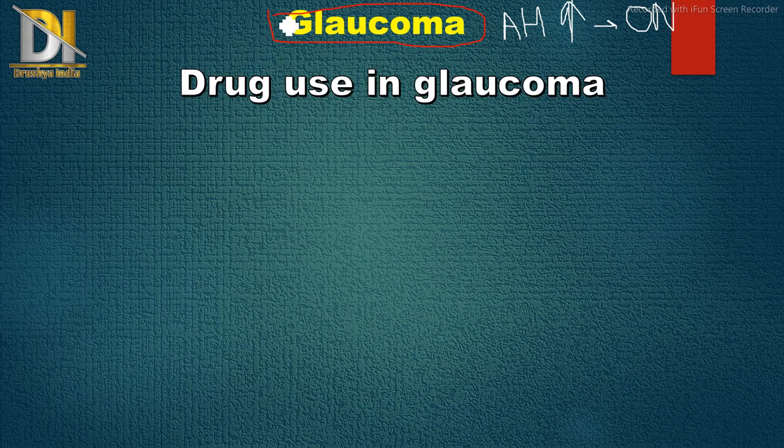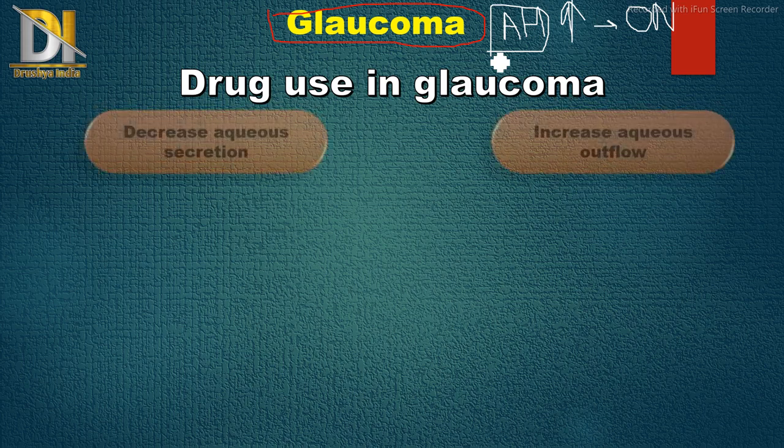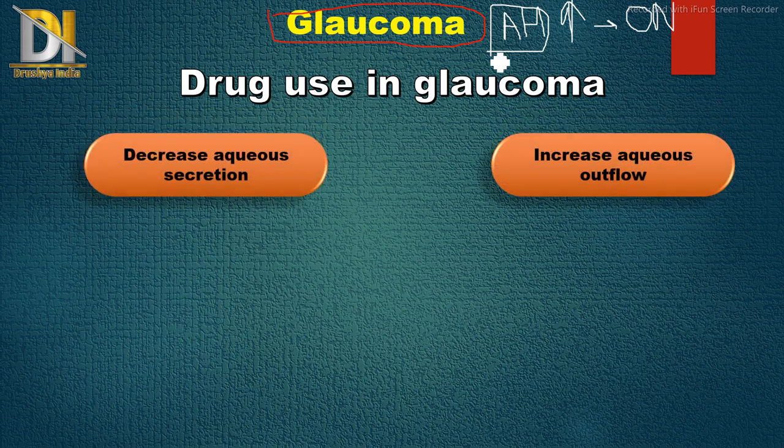If we understand glaucoma, that means we know the cause: there is an increase in aqueous humor secretion. This is the main reason for glaucoma. So our main aim for treatment is that we have to decrease the aqueous humor secretion, or we have to decrease the level of aqueous humor in our eyes. This can be achieved by two processes. First, to decrease the secretion, and second, to increase the outflow.